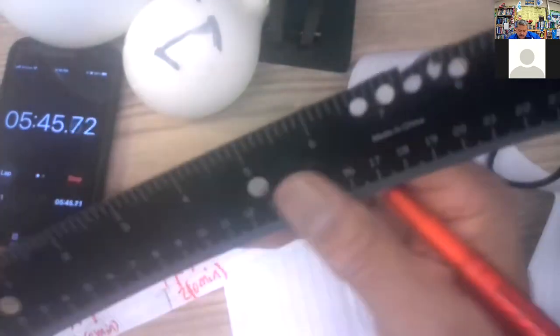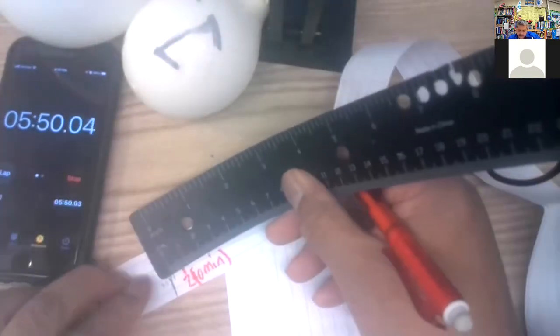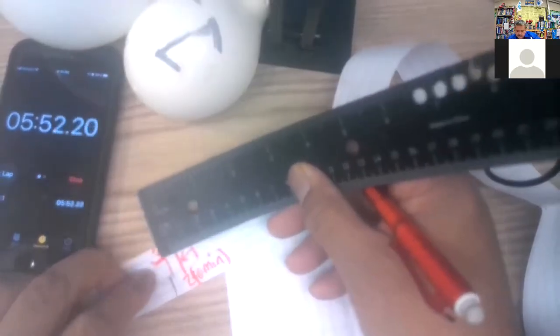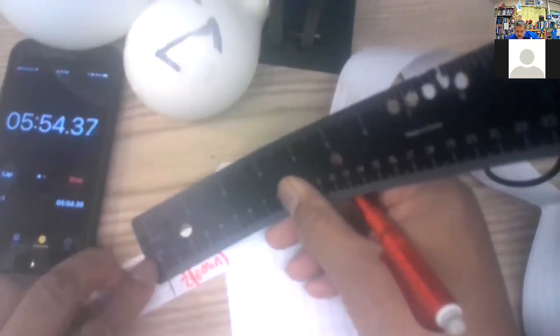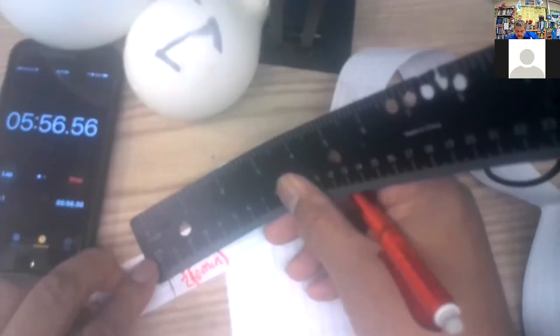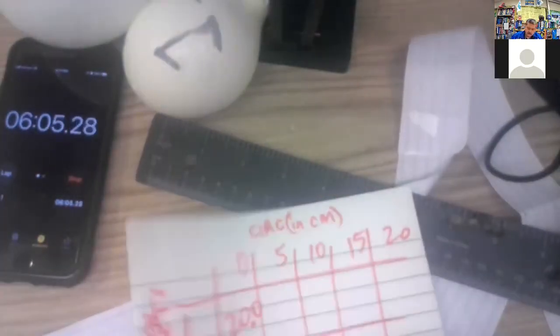Oh, that's 25, and it is. So this is going to be 25.2. And this one is going to be 25 point, close to 8. So 25.2 and 25.8.